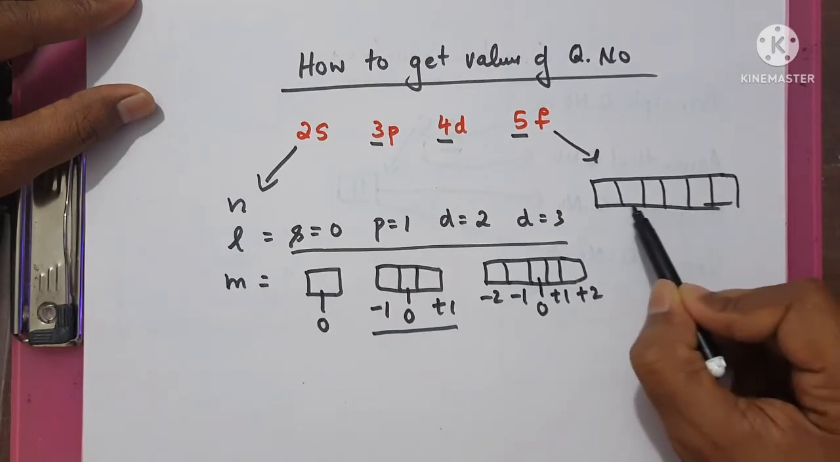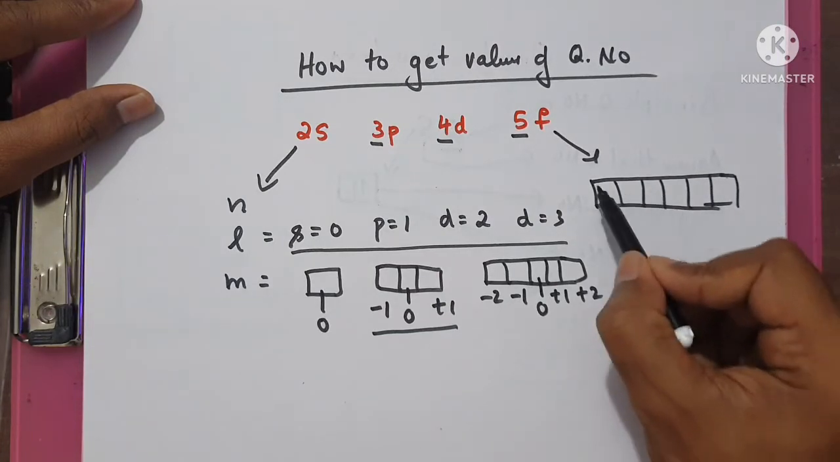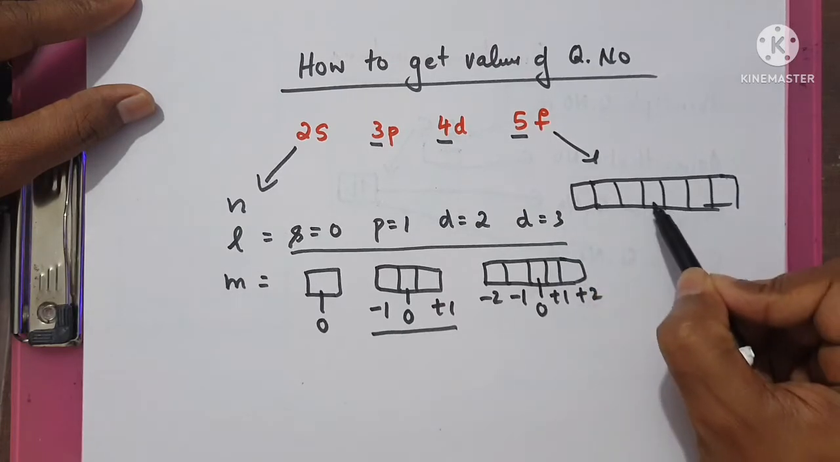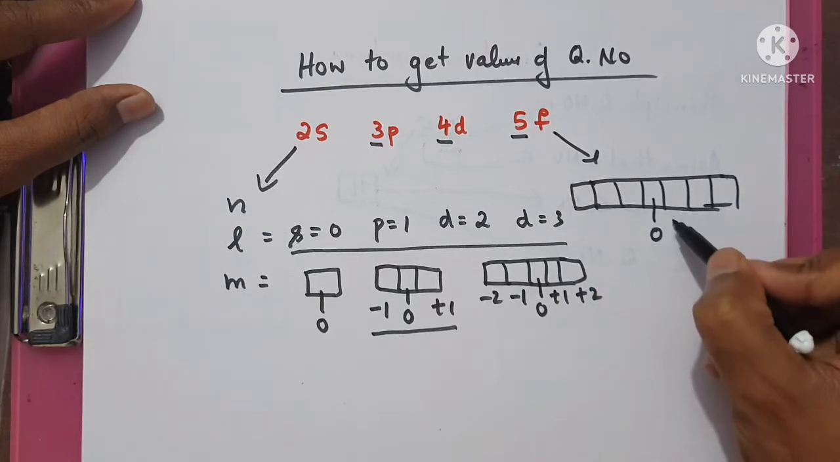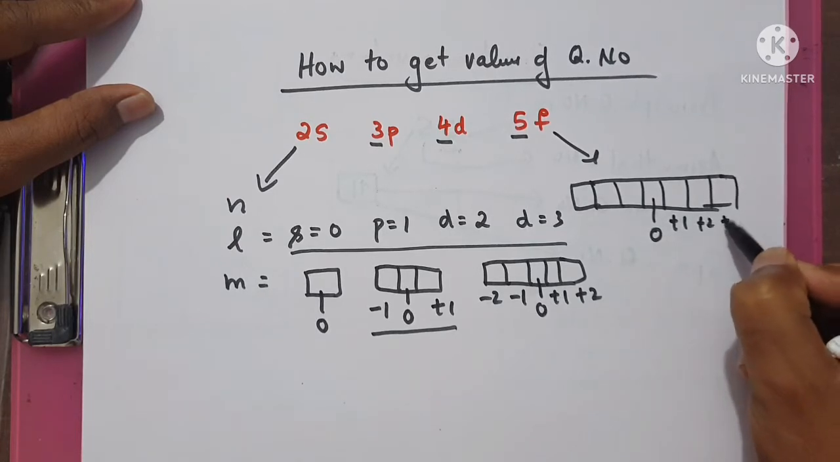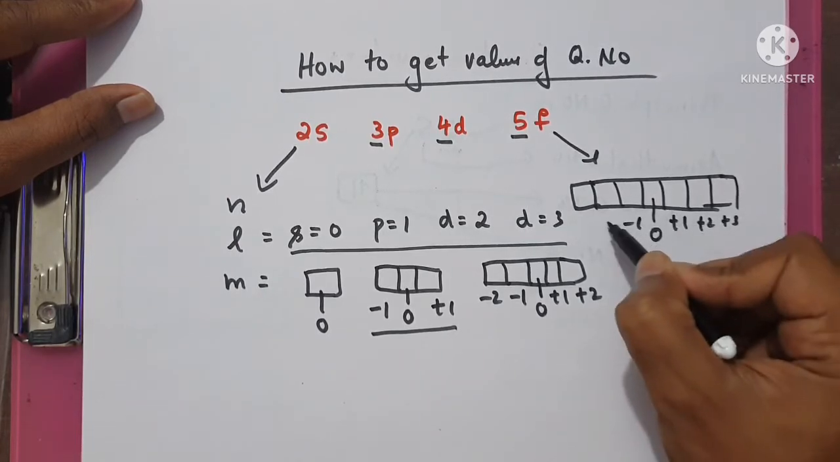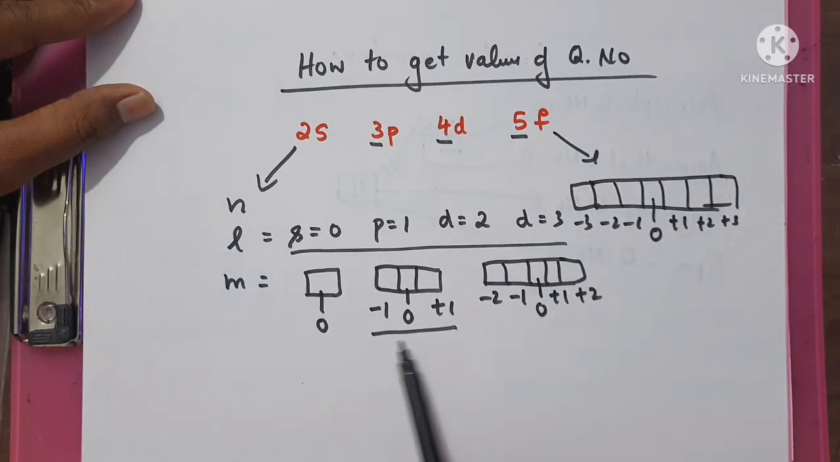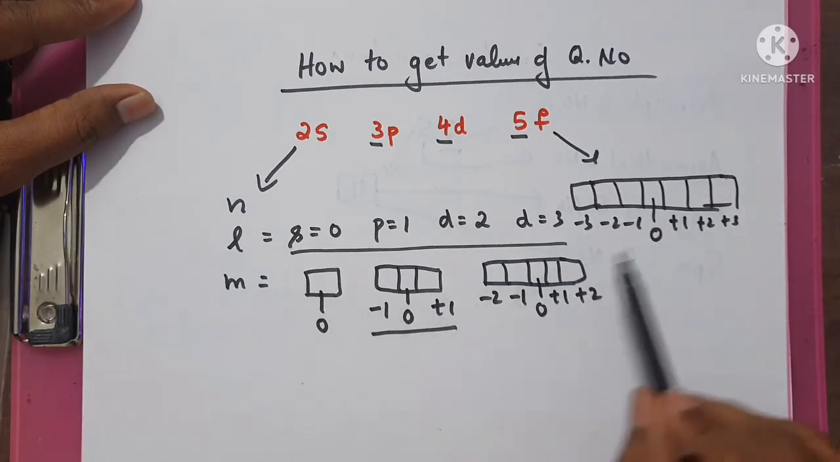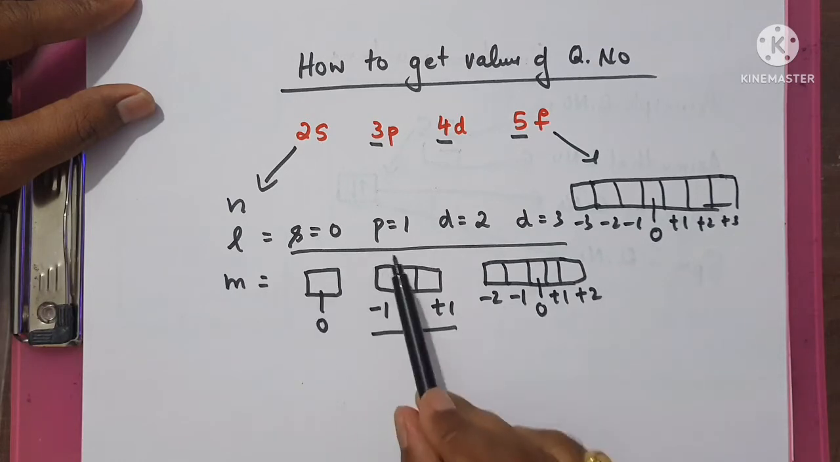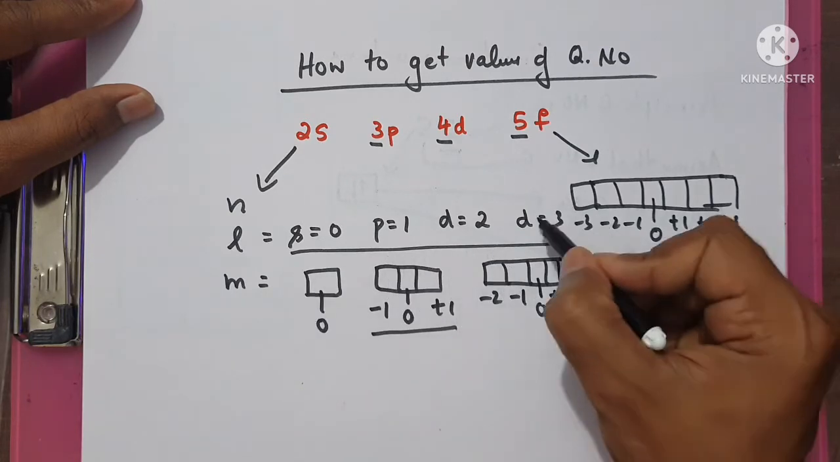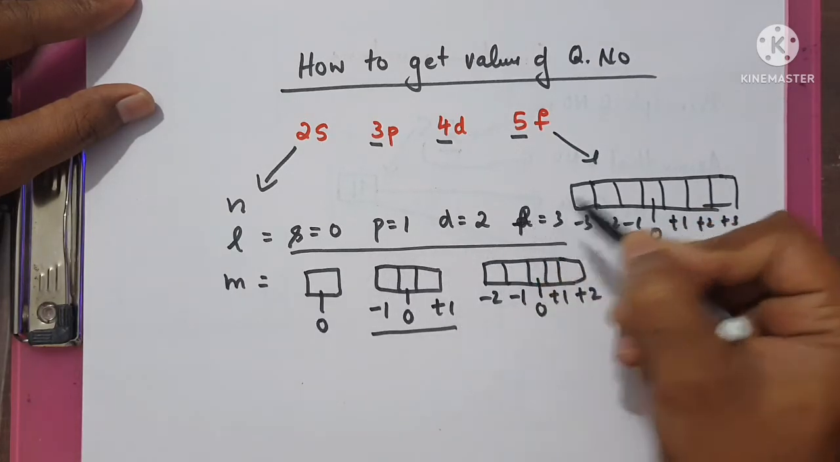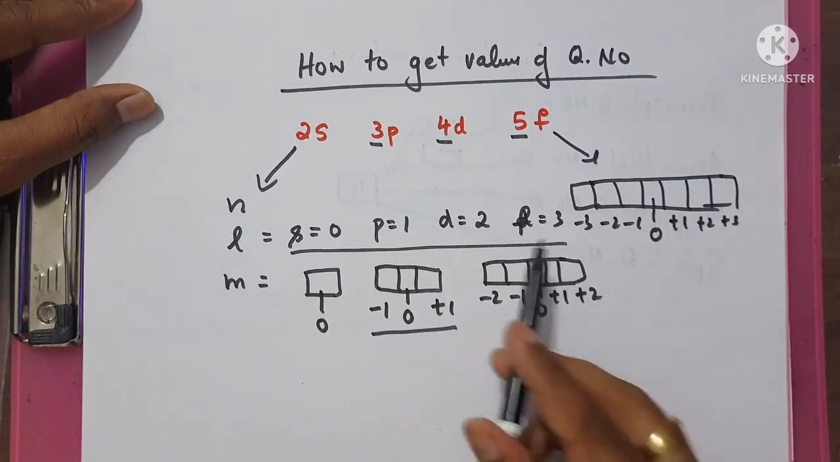So at the center, I'll take this orbital as 0. This will become +1, +2, +3. This is -1, -2, -3. So these will be the values of m for s, p, d and f orbitals. This is the f orbital, children.